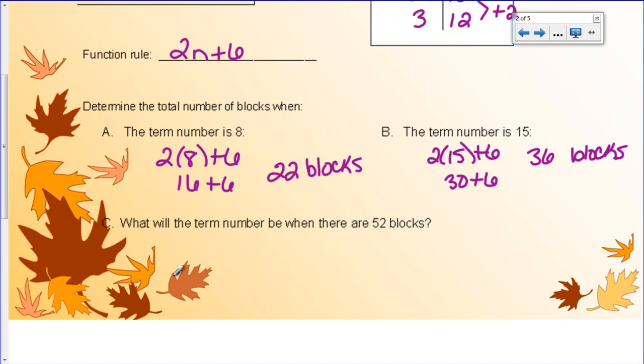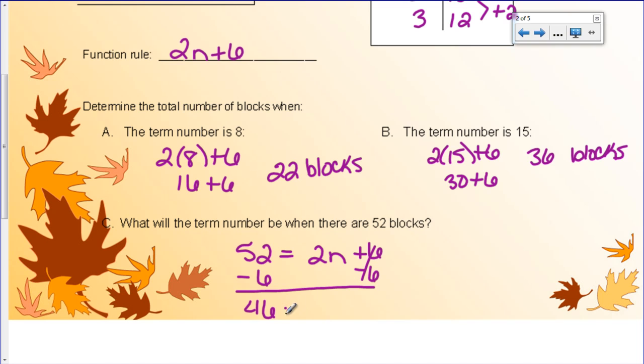Part C is where we get to work backwards, because now it says, what is the term number when there are 52 blocks? So here's where I plug it in. I know I have 52 blocks. I need to find out what n equals. So now I've made an equation, and we know how to solve an equation. We're going to subtract 6 on both sides. So I have 46 equals 2n, and then I'm going to divide both sides by 2, and when I do that, I get that n equals 23. So the 23rd figure will take 52 blocks to make.